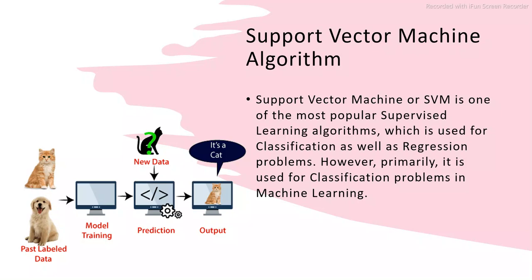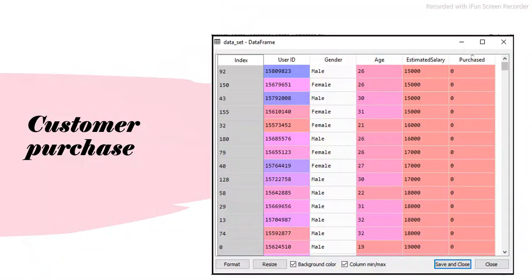If you look at this small example here, there are different types of images given, cat and dog. The model is going to identify whether it is a cat or a dog. It's a classification problem. It is going to classify whether the given image belongs to the cat category or the dog category. That is what is called a classification problem. That's a small example for the SVM algorithm.